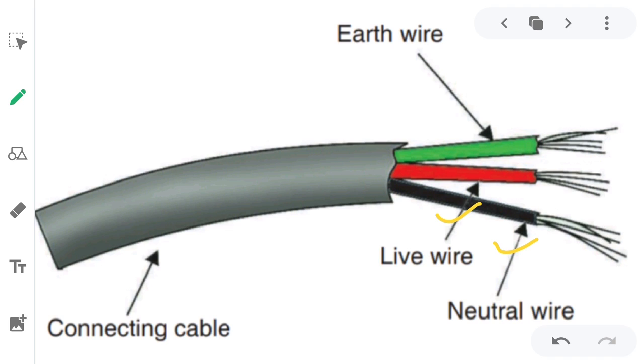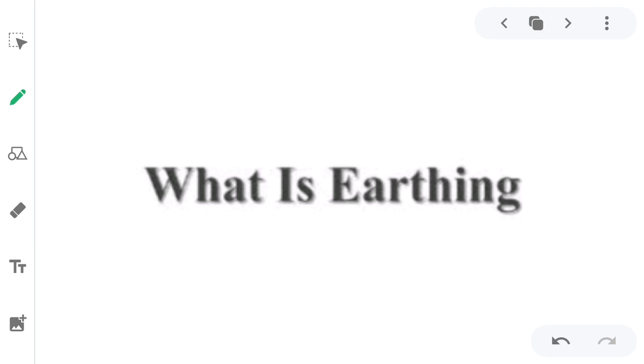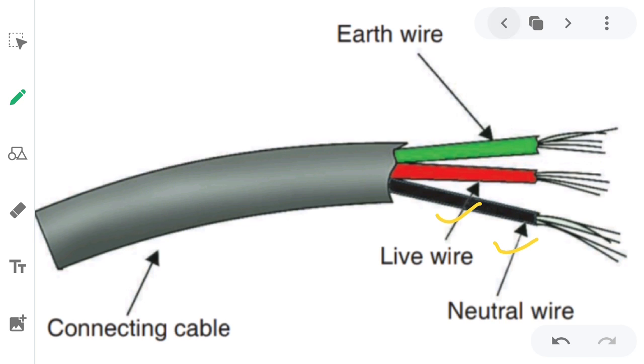Okay, so we saw the connections here. These two colors are standard colors which are being used. Okay, the red wire for the live wire and the black one for the neutral wire.